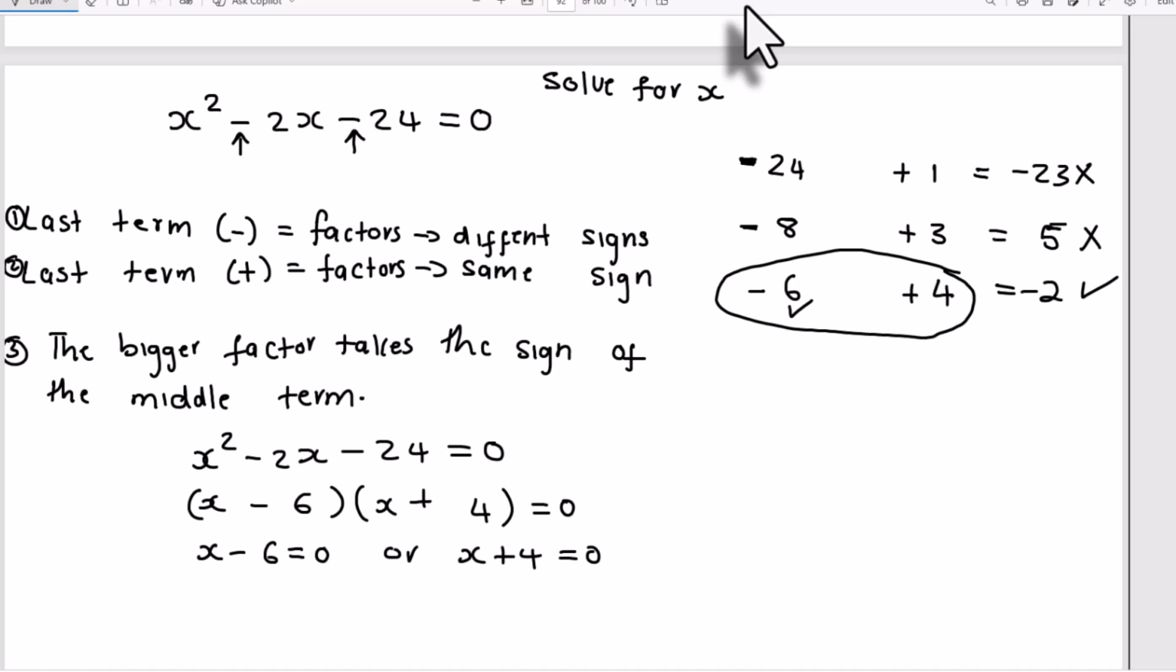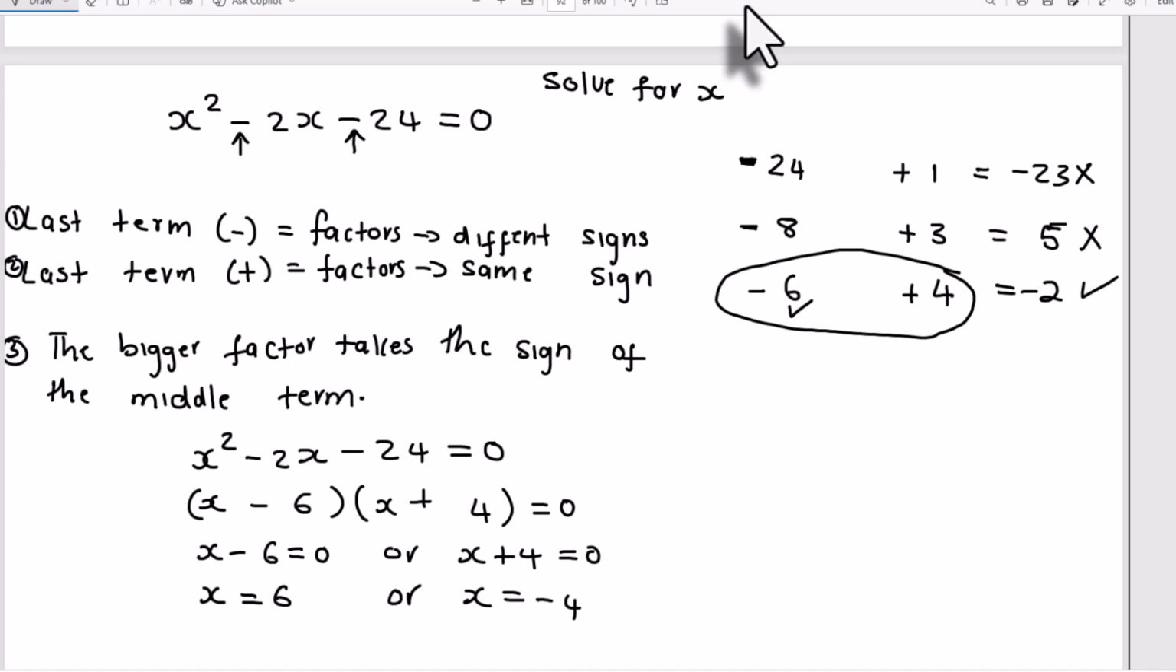We transpose the negative 6, like we've been doing. When it gets to the other side, it's going to be plus, or we transpose the positive 4. When it gets to the other side, it's going to be negative 4. And that is how you factorize trinomials.